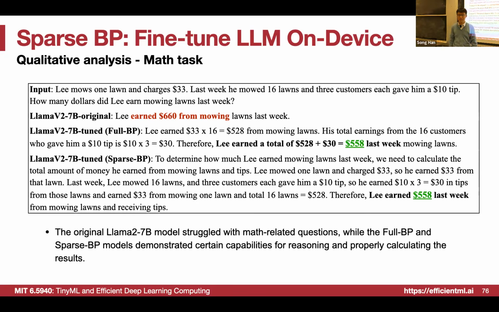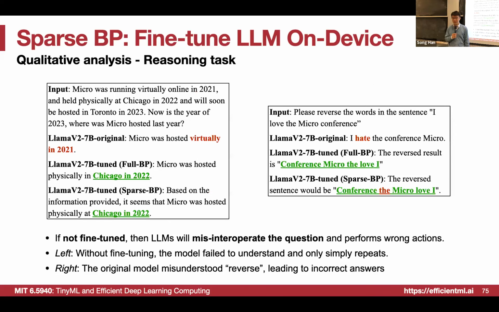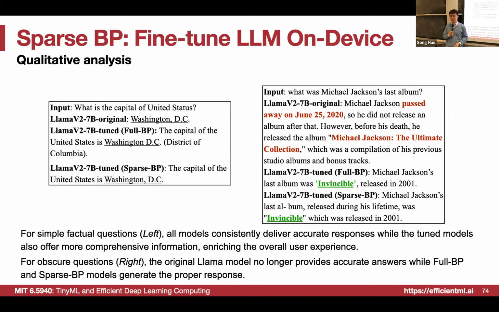Question: is there a qualitative reason why the answer is a lot shorter? Yeah, we observe the same issue here. We haven't done a theoretical analysis of why that is the case. Similarly in this case, the full BP is slightly more concise, while the sparse BP is giving more process. It can be either good or bad. Good because you get a better thought process, bad because it can take longer to generate more tokens.